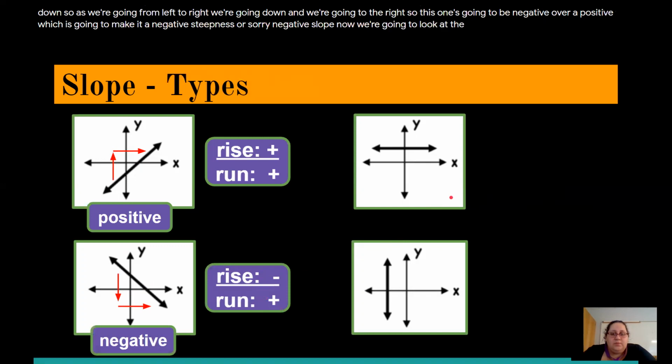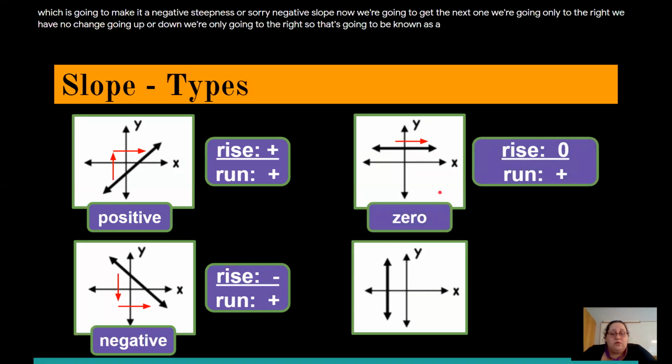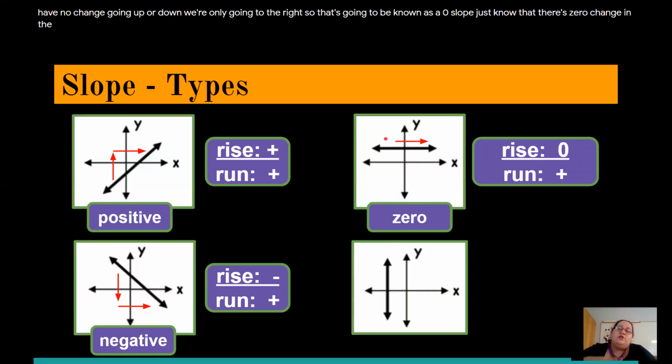Now we're going to look at the next one. We're going only to the right. We have no change going up or down. We're only going to the right. So that's going to be known as a zero slope. Just know that there's zero change in the level that you're going. So that's why it's a zero slope.